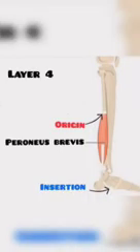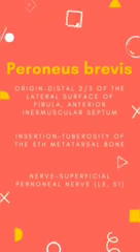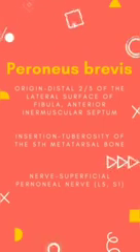Peroneus brevis. It originates from the distal 2/3 of lateral surface of fibula, anterior intermuscular septum. It is inserted at the tuberosity of the 5th metatarsal bone. It is supplied by the superficial peroneal nerve at 5th lumbar and 1st sacrum.